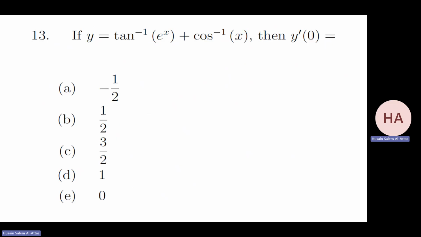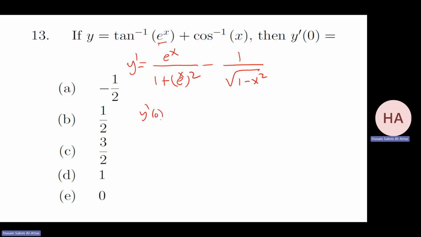Quick calculations. Tan inverse of e to the power x plus cosine inverse of x. What will be y prime? It will be 1 over 1 plus (e^x) squared, times the derivative of u, which is e^x, minus 1 over square root of 1 minus x squared. Y prime at 0 will be what? 1 over 1 plus 1, minus 1 over 1, which is half, minus 1, which is minus half.